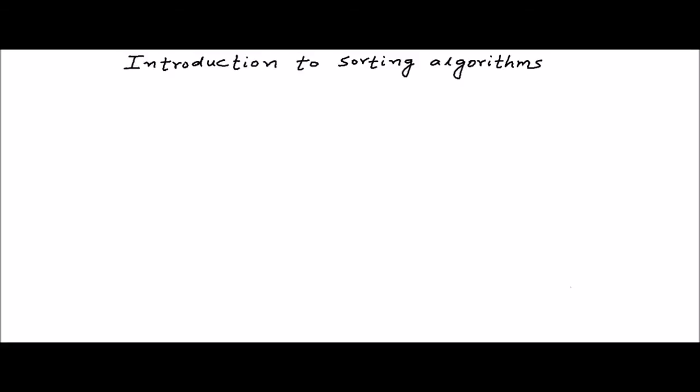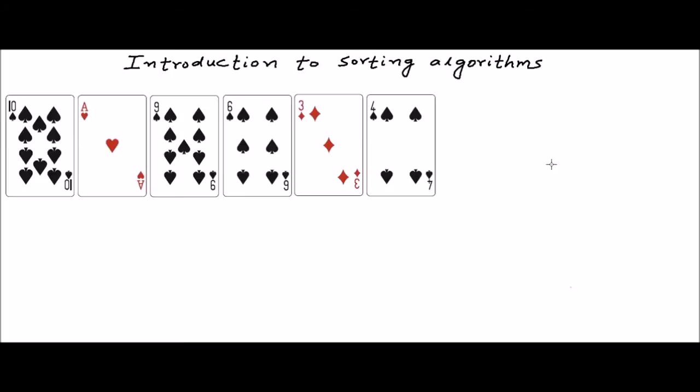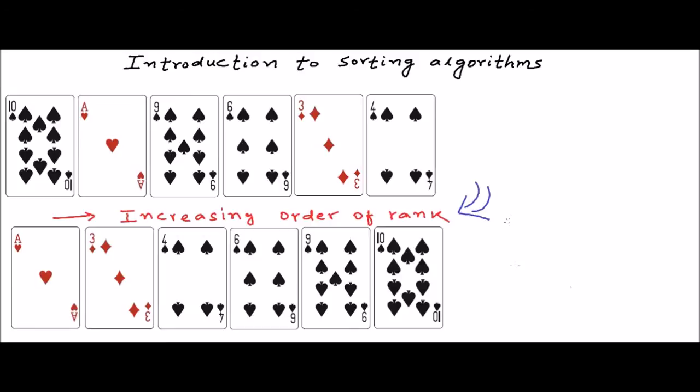For example, something as simple as when we are playing a card game, even though the number of cards in our hand is really less, we like to keep our hand of cards sorted by rank or suit. So let's say this is our hand of cards and we would like to keep it in increasing order of rank, then the arrangement will be something like this.